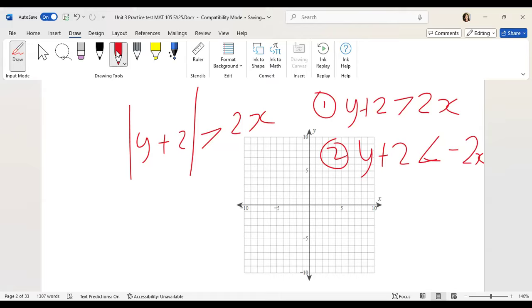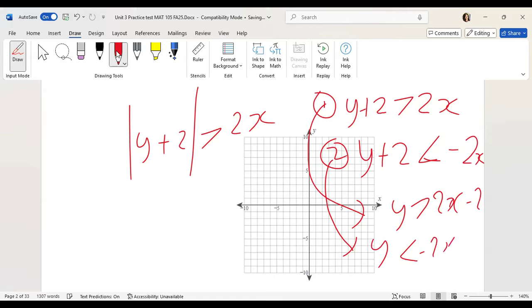So if I solve number one, I will have y is greater than 2x minus 2. Number two is y is less than negative 2x plus 2, because it's going to be minus. I'm bringing it to the right. So this is very important.